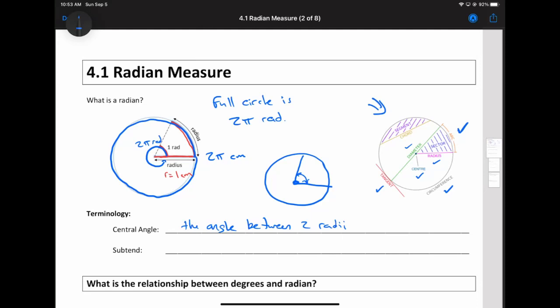Now a subtend is the arc opposite a central angle. So it would be this arc here. Those could come in handy. Again, I don't use the word subtend a lot. I just refer to the angle in the middle because most people know what that means. And the arc is usually pretty obvious based on what angle in the middle we're looking at in a picture, diagram, question, whatever.